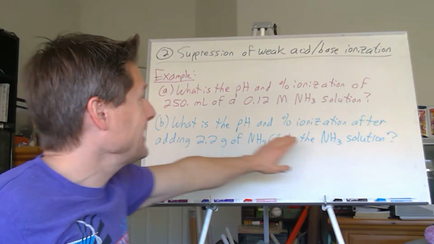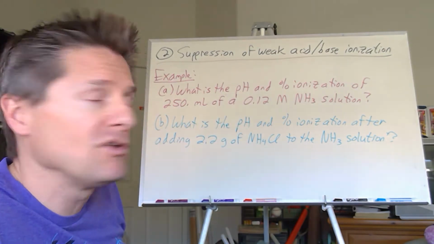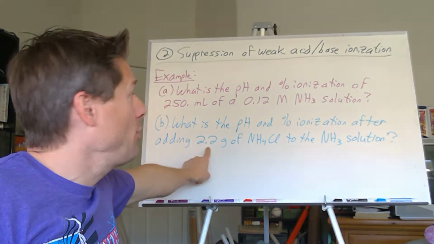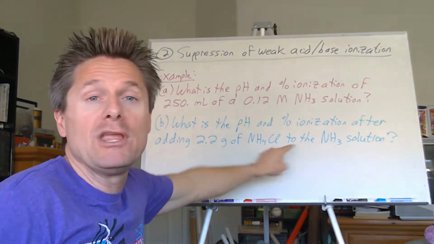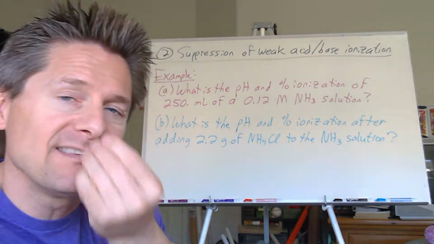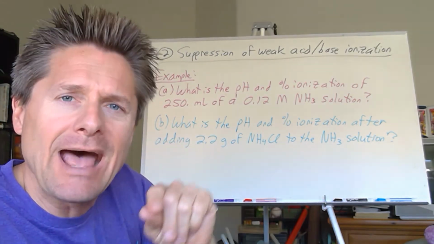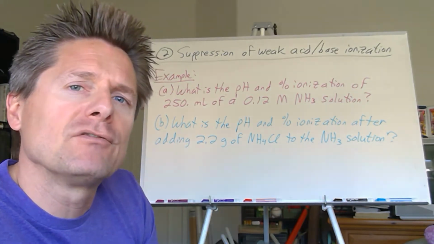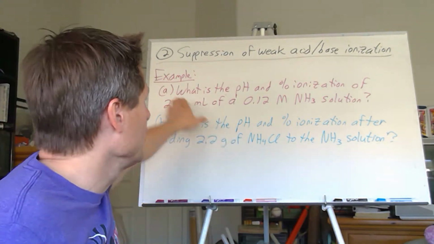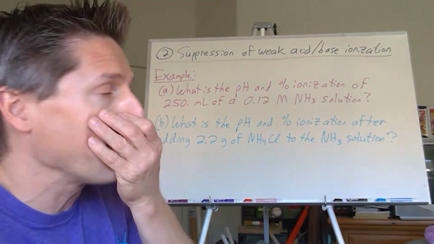Then, let's take that same ammonia solution, that 250 milliliters of a 0.12 molar ammonia solution, and let's dissolve in 2.2 grams of ammonium chloride solid. Give it a shot. See if you can do it on your own. We're going to make the assumption that adding the solid to the 250 milliliters of ammonia solution does not increase the volume. So the volume is going to stay constant when we add the solid to it. We're making that assumption ahead of time.